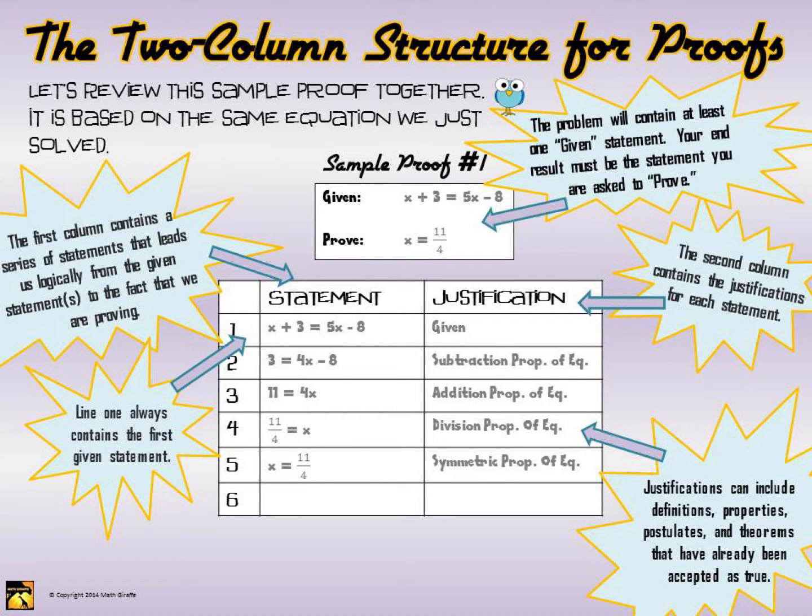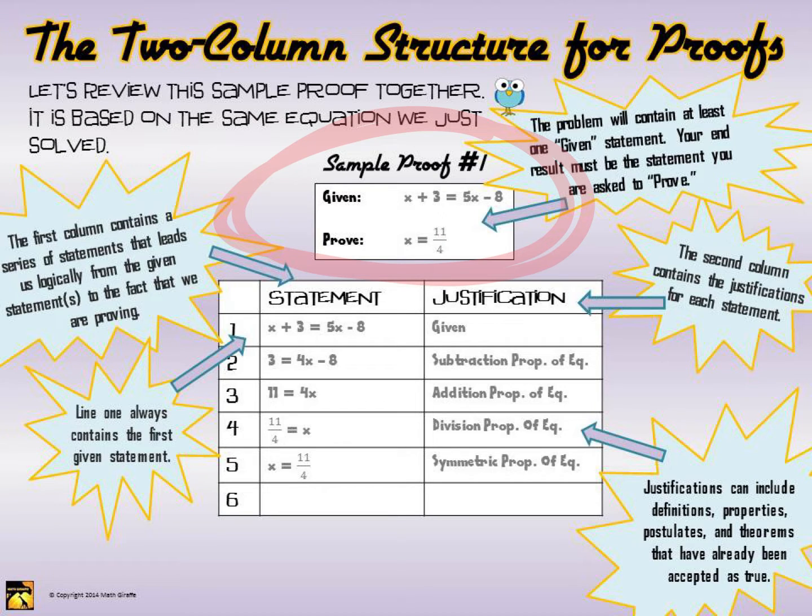Okay, there's a lot going on here. So typically in a proof, let's focus our attention here first. So typically in a proof, you're going to be given a piece of information called our given statement. It'll have at least one. And the end result, which is what we're trying to get to, is our proof. So every problem will give you at least this much.